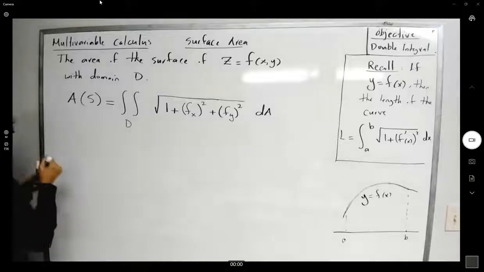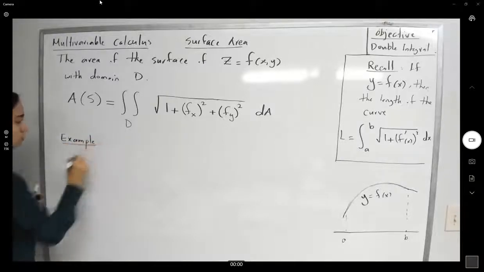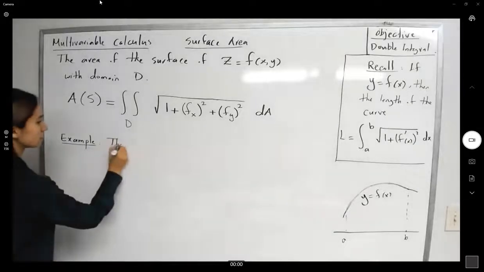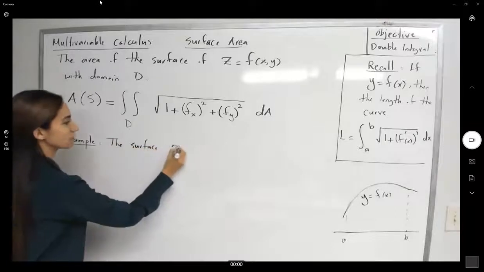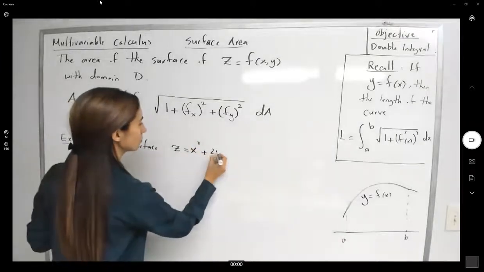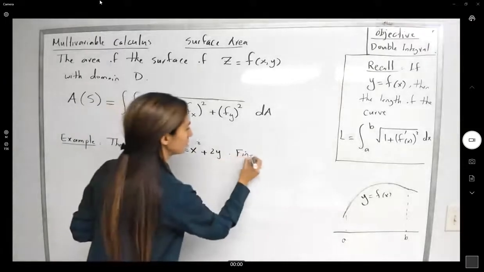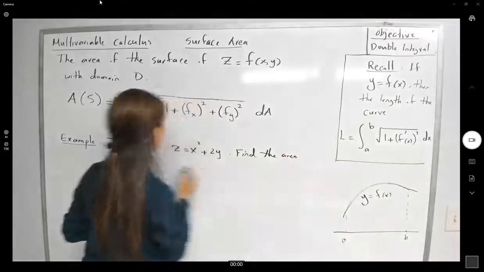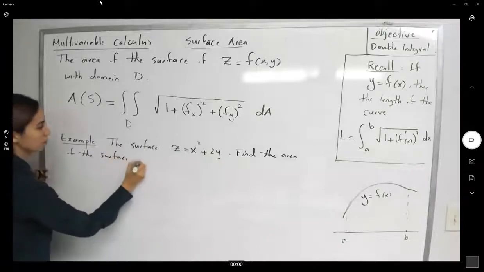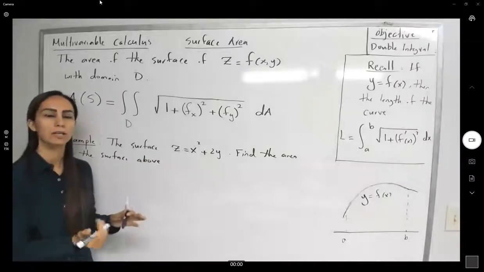Let's go over one quick example. In this example, what do we have? We have the surface defined as z equals x squared plus 2y, and it says, find the area of this surface above a region. We're going to restrict the surface from below by a region.